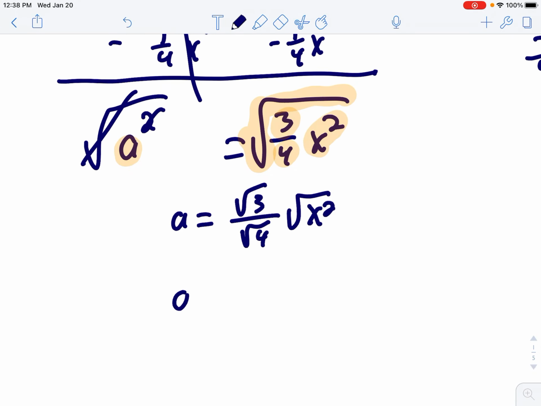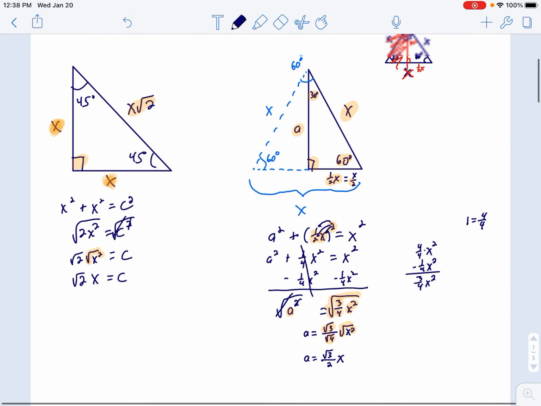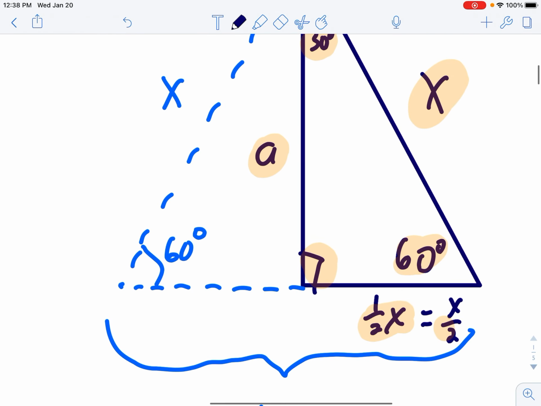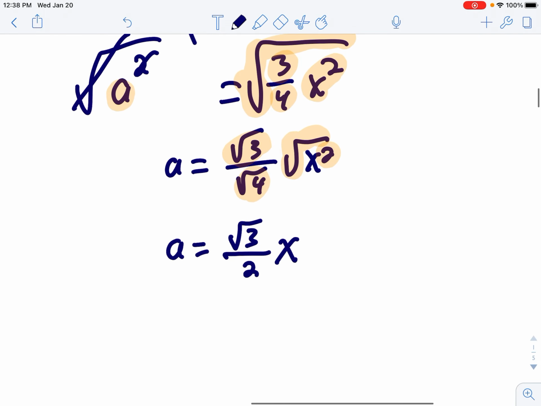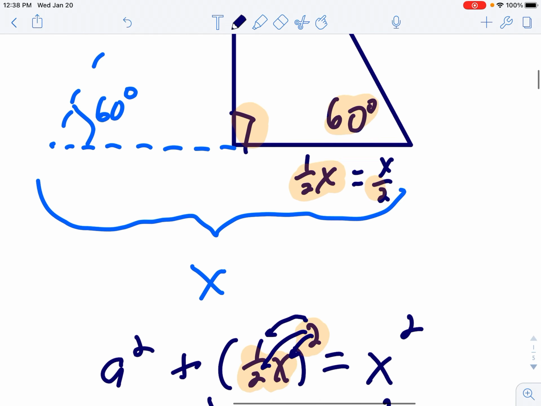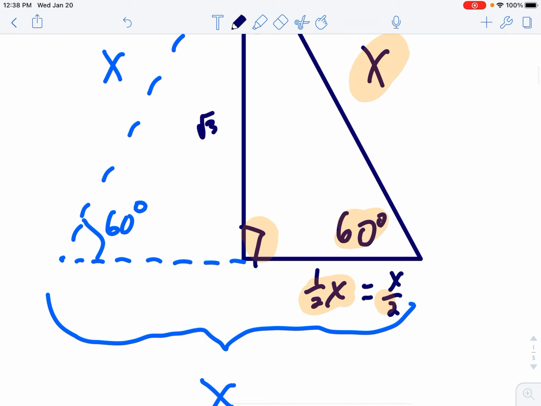And a couple of things. Simplify. Well, first of all, you cannot simplify the square root of 3. That's irrational, so we'll just keep that radical 3. The square root of 4, of course, is 2. And then the square root of x squared cancels, and you just get x. So now we have this side, which I was calling a. I'm not going to call it a anymore. I can call it square root of 3 over 2 x. Square root of 3 over 2 x.